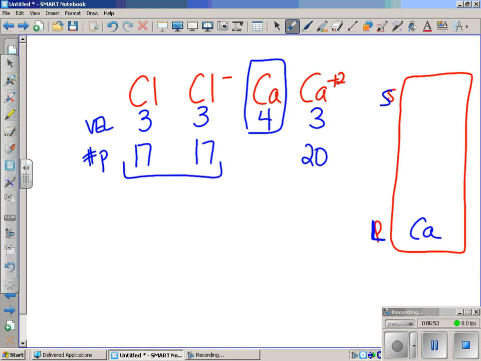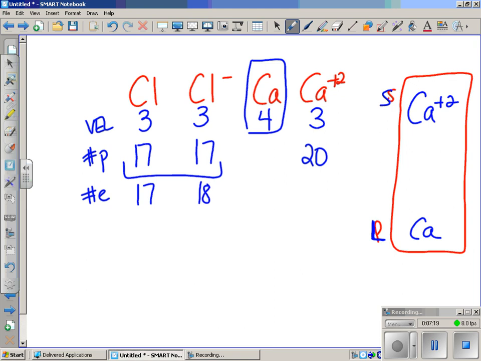So looking at those ones, I can tell something else right away. I'm not going to be able to tell anything about these guys yet, but I can tell that calcium with a +2 charge, having 20 protons compared to the 17s that are in chlorine, that calcium is going to be smaller. It's on the same energy level, but it has more protons. So calcium +2 is going to be my smaller of those ones. So now it's just a matter of placing chlorine and chlorine with a -1.